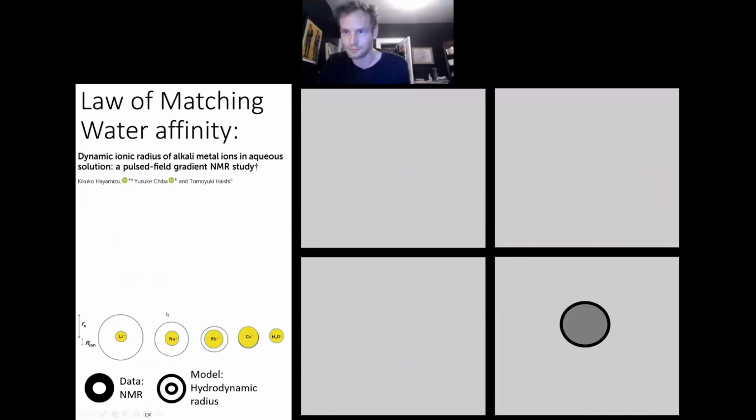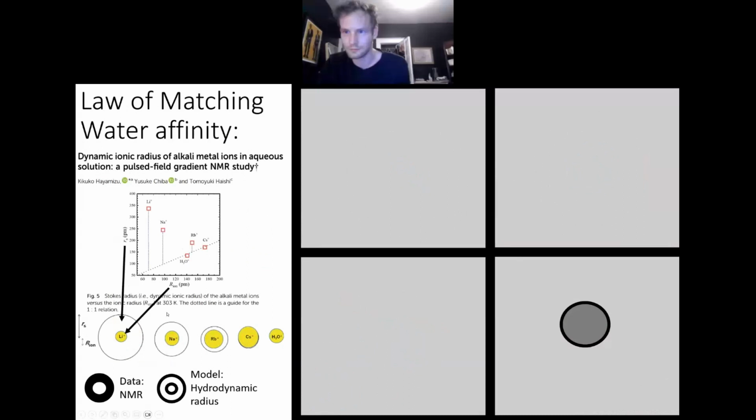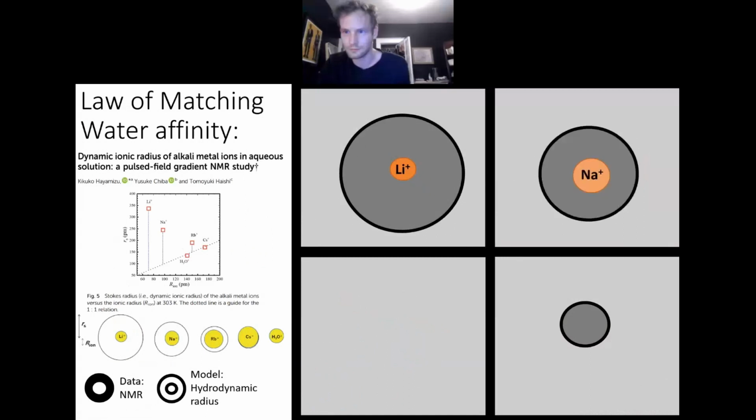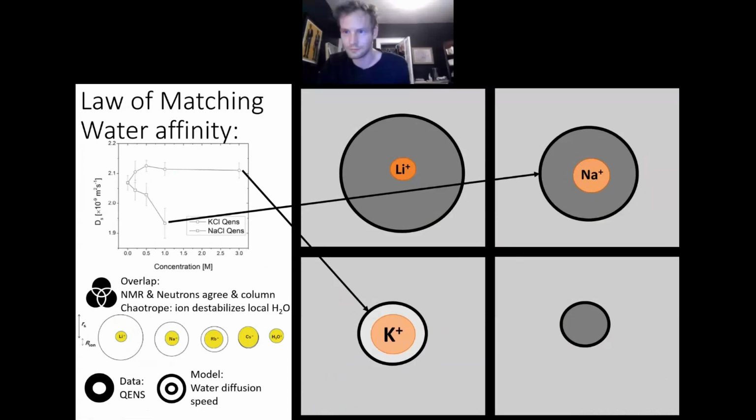And the interpretation of this is that lithium is so charge dense that it coordinates two shells of water around it, whereas sodium is only one, and potassium and cesium do not have a strong hydration shell. So their data is NMR, and then they model that as hydrodynamic radius for diffusion, and this matches what we saw with diffusion from neutron scattering earlier.